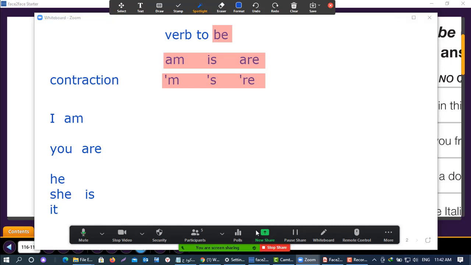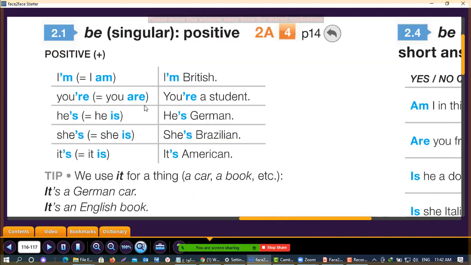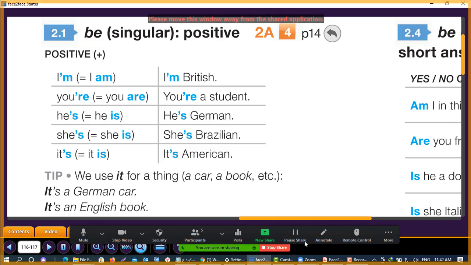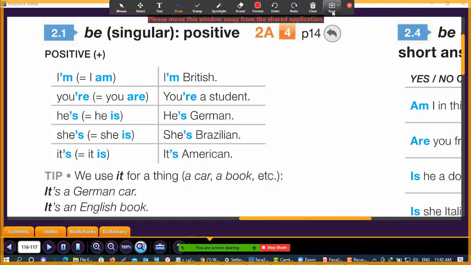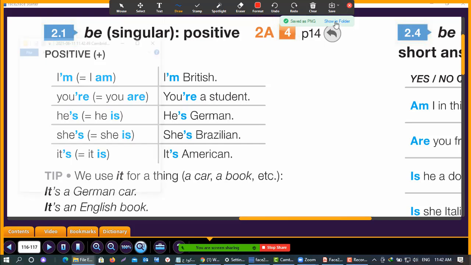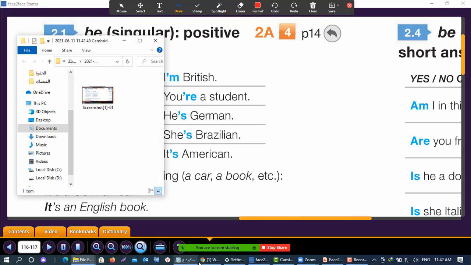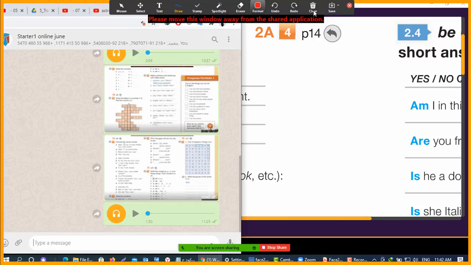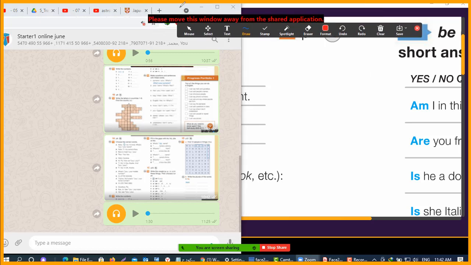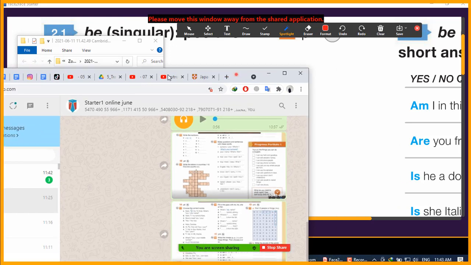Here we have the book. Do you have this rule, or should we send you a photo? I didn't print the book. Okay, we send the photo for this now, just a minute. Which page? Which page?